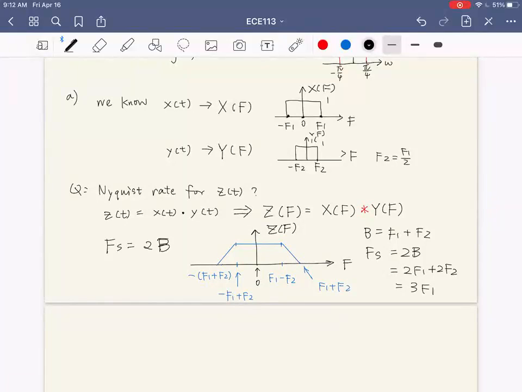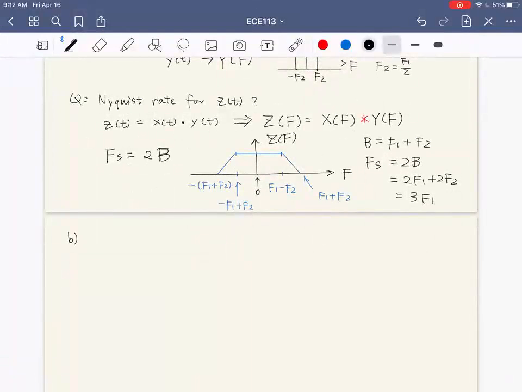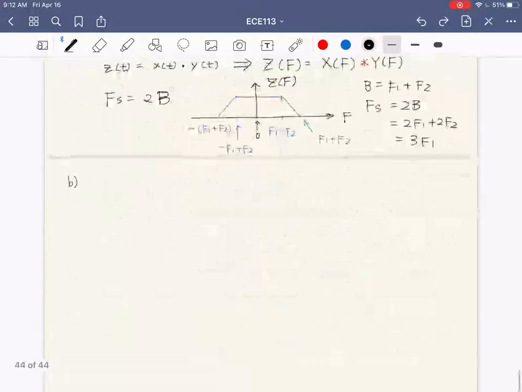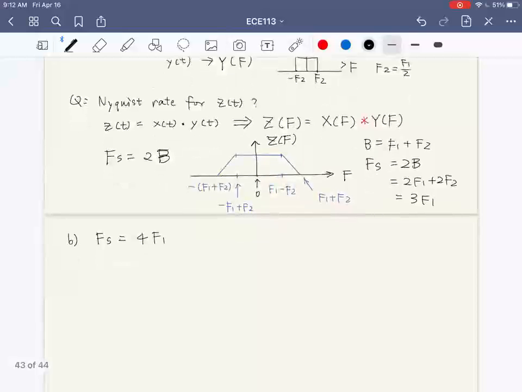All right. I hope it is easy to follow. And then let's come to sub-question B. In the previous data flow, we noticed that the A to D converter has a sampling rate of Fs. So let's give a concrete number for Fs. Let's suppose Fs equals 4F1. Okay, and you see that it meets the Nyquist rate, right?